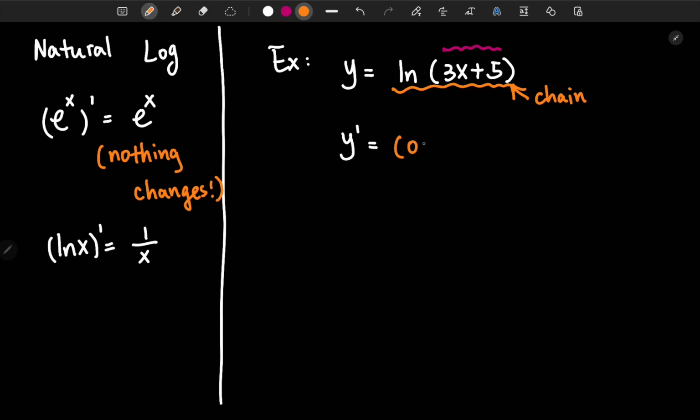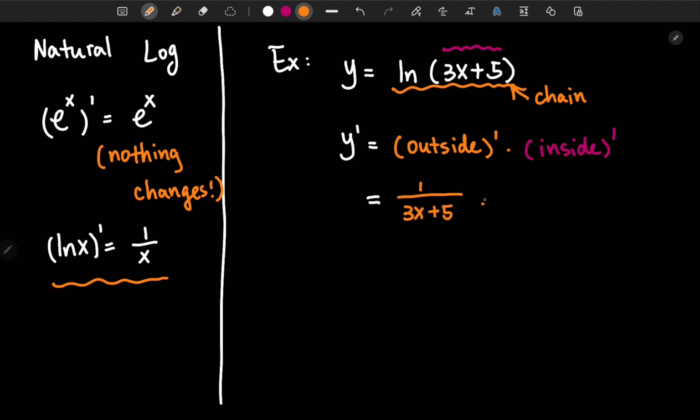So our y prime is going to be the derivative of the outside function times the derivative of the inside function. Based on the rule for ln, we just need to put whatever is inside the parentheses into the denominator. So we have 1 over 3x plus 5 times the derivative of the inside function. The derivative of 3x plus 5 is just 3. Then we combine the result. We have 3 over 3x plus 5. And that is our answer for this question.